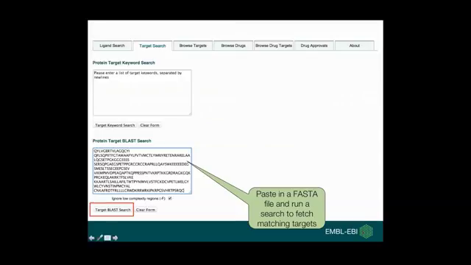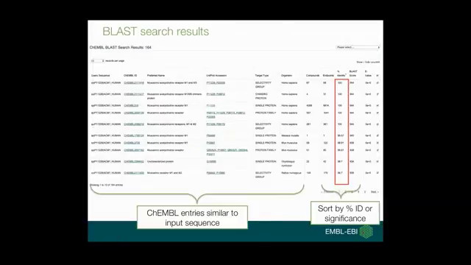I'll then go back to ChEMBL, and I will paste that protein target into the search box, and then I'll run the search. Once I've run the search, I'll then have the BLAST search results returned, and you will see that the query sequence that we've inputted is down the left-hand side, and then you'll have the percentage identity score over on the right-hand side.